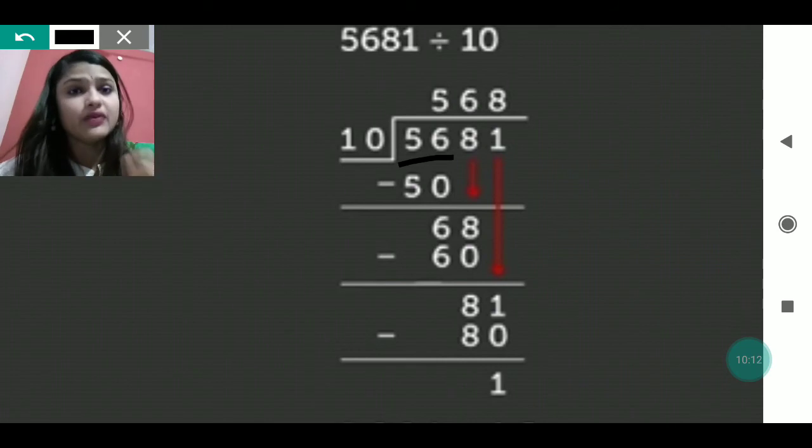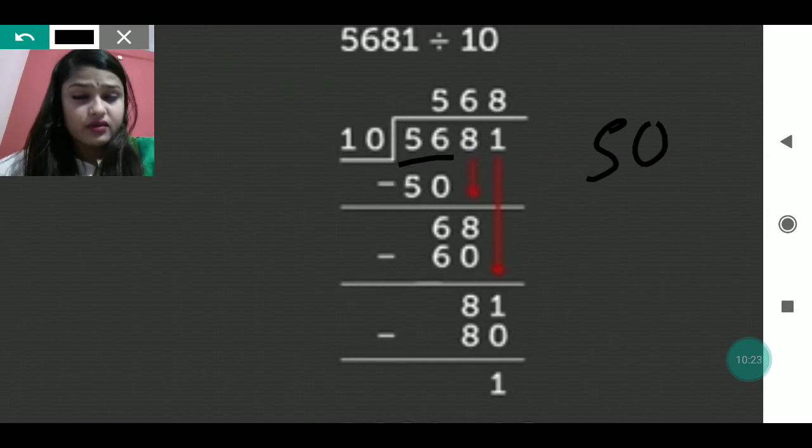And 60 cannot be divisible into 56. It is not possible. Why? Because 56 is smaller than 60. So we have to take the lesser number. Which is the lesser number? That is 50. So 50 we will write downside of 56, and we will give the minus sign there.